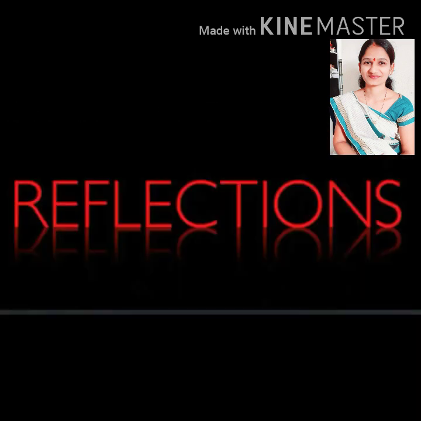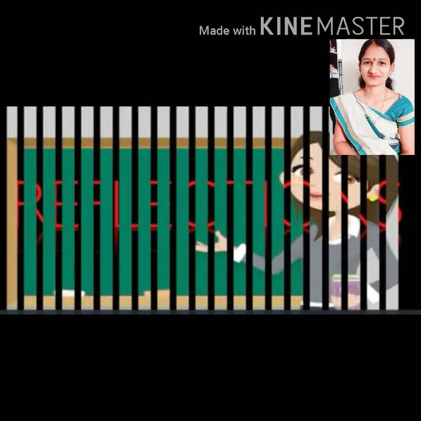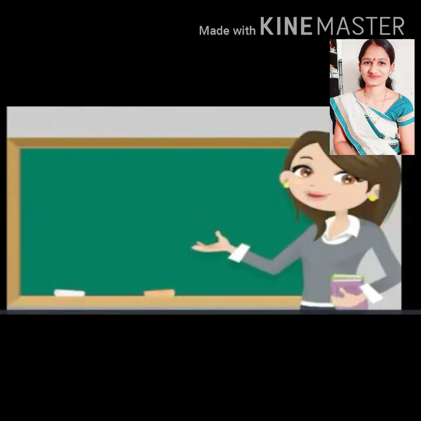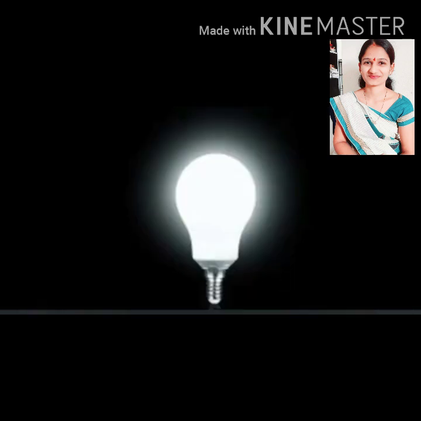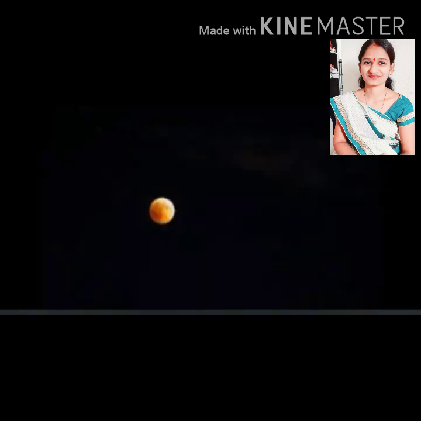Welcome back to our class 6 science chapter 11, Light, Shadows, and Reflections, in detail. At the end of this lesson, you will be able to learn what is light, to define luminous object, and learn the difference between opaque object, transparent object, and translucent object. Light. First, we'll learn what is light.